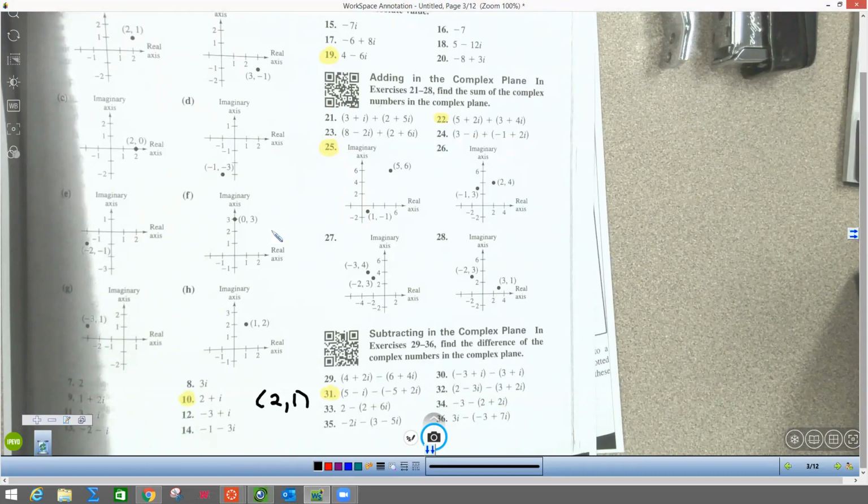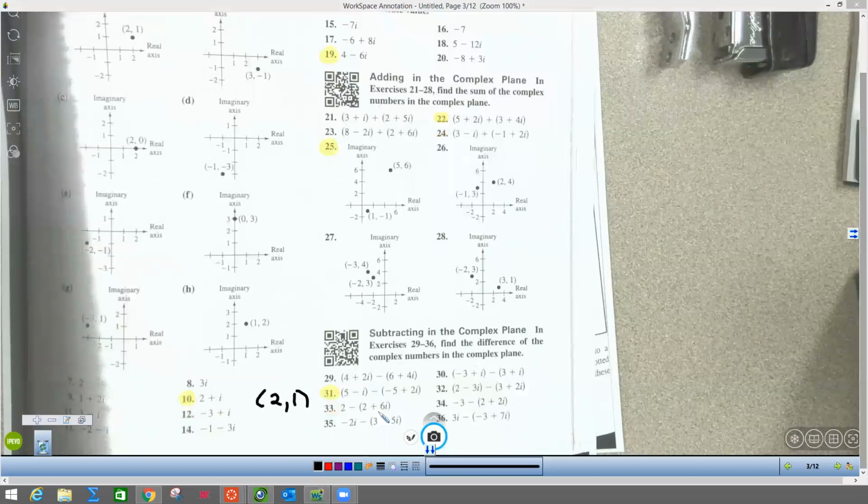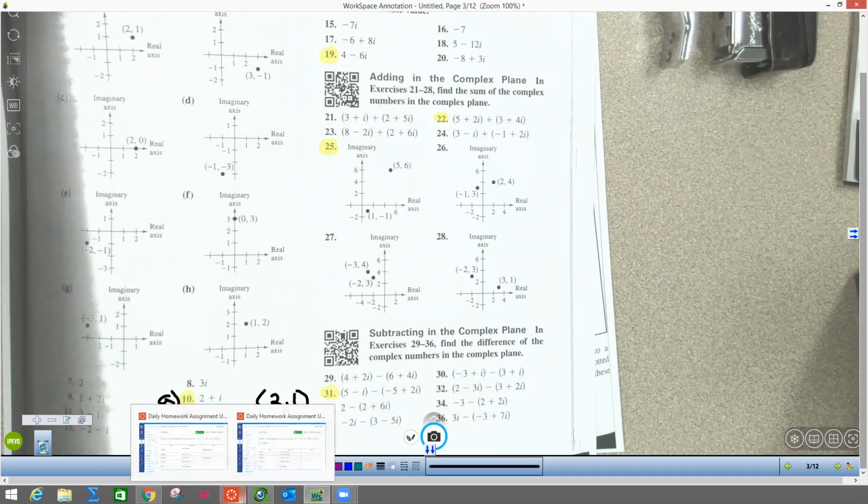Does anybody see one up here where they did 2, 1? Looks like to me it's this one, right? So for number 10, the answer would be A, because you're just supposed to put down which one of these letters goes with which one of these. Are we thumbs up on that part?